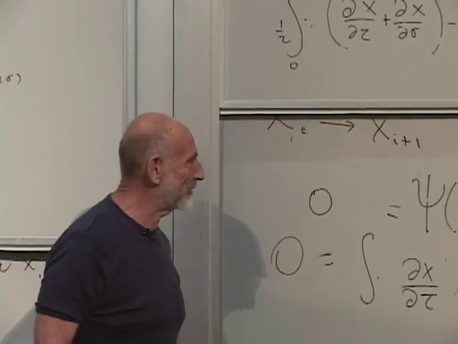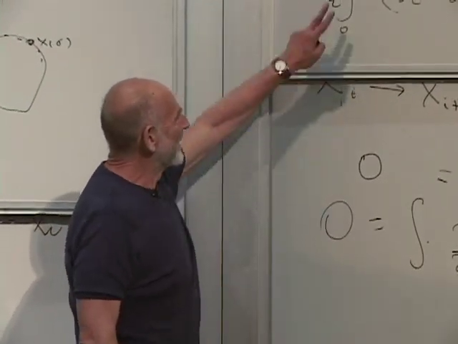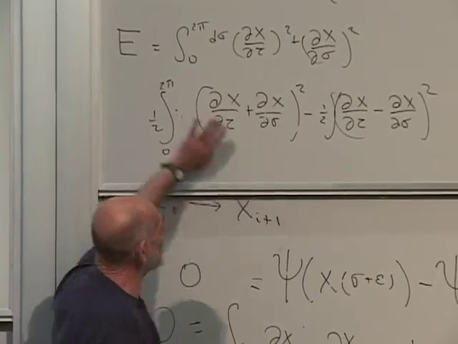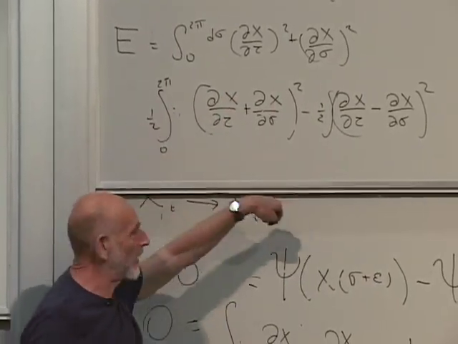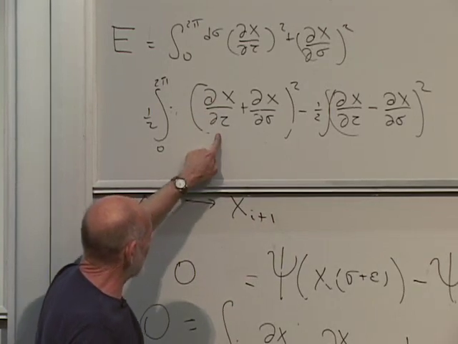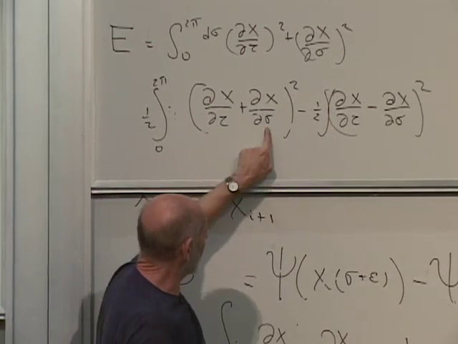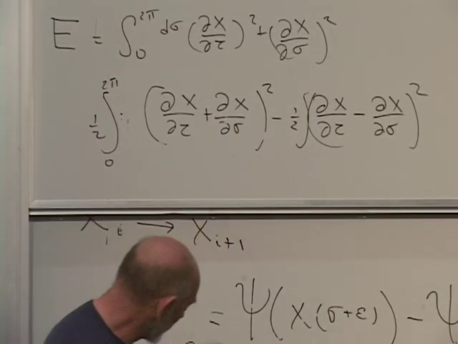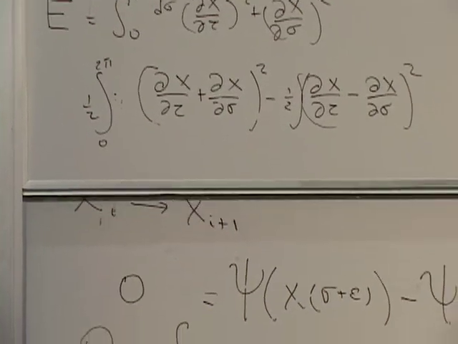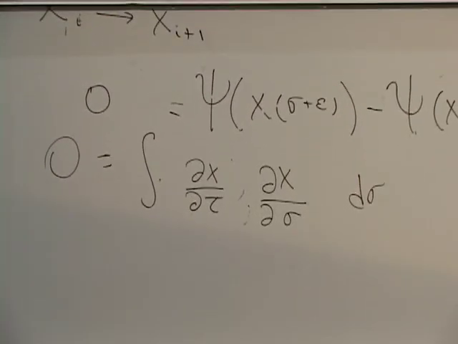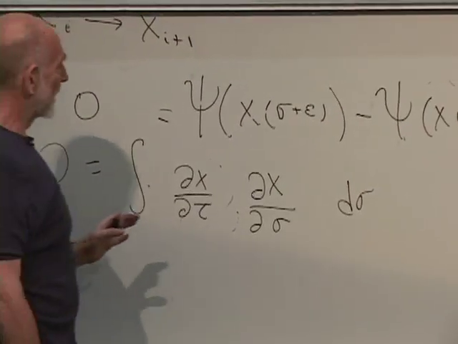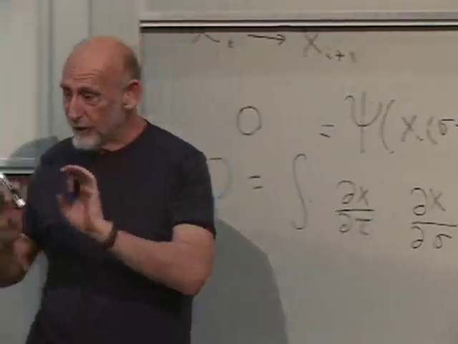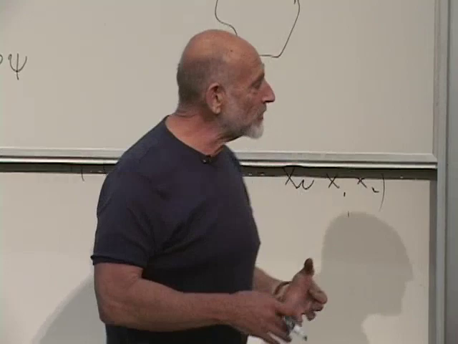And I don't even have a half here, but that doesn't matter. If you were to take the difference of the left moving energy and the right moving energy, then the dx by d tau squares would cancel, the dx by d sigma squares would cancel, but the cross terms would add, and you would be left with exactly this. All right?